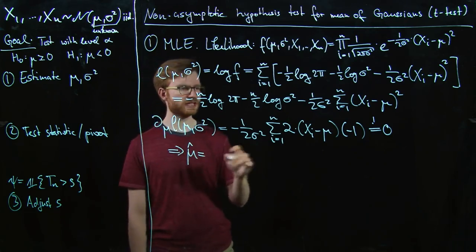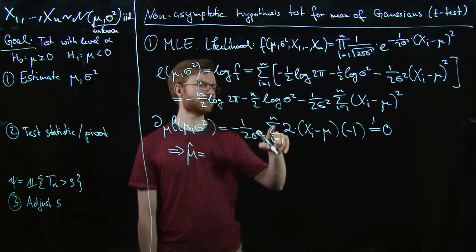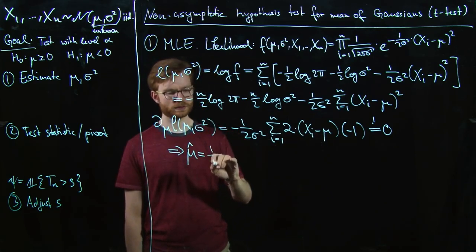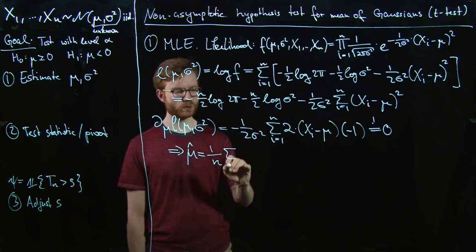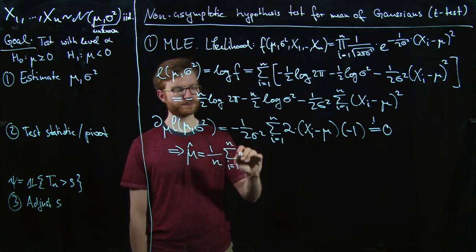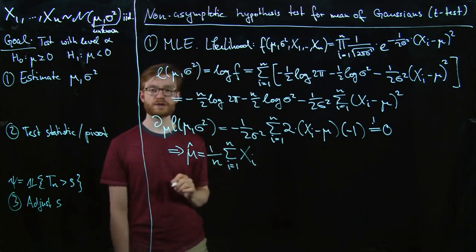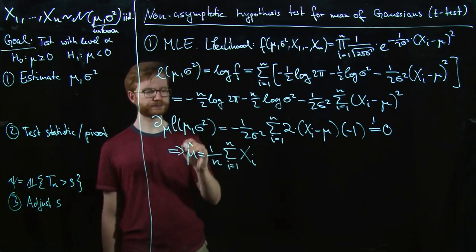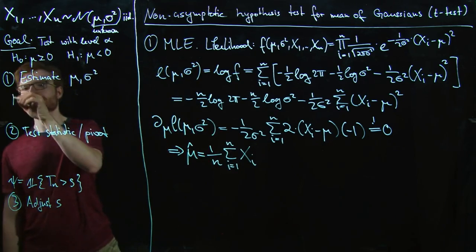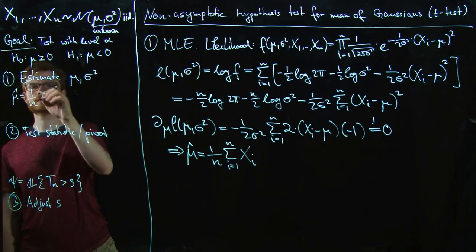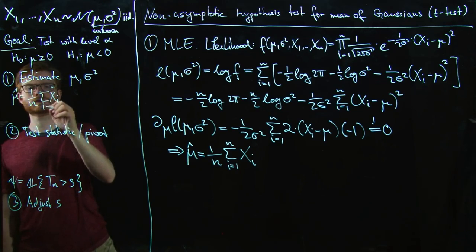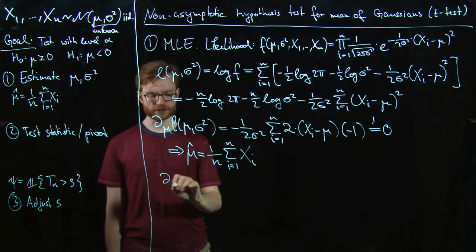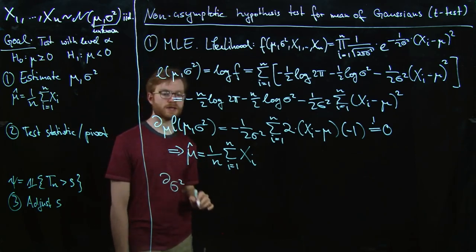Mu hat is going to be, you see, I'll have n times mu coming out of the sum. So bring this to the other side, I'll have 1 over n times the sum over the xi's. So the maximum likelihood estimator for mu is just going to be the sample average. And let's write that here already. Great. And now differentiating with respect to sigma squared.